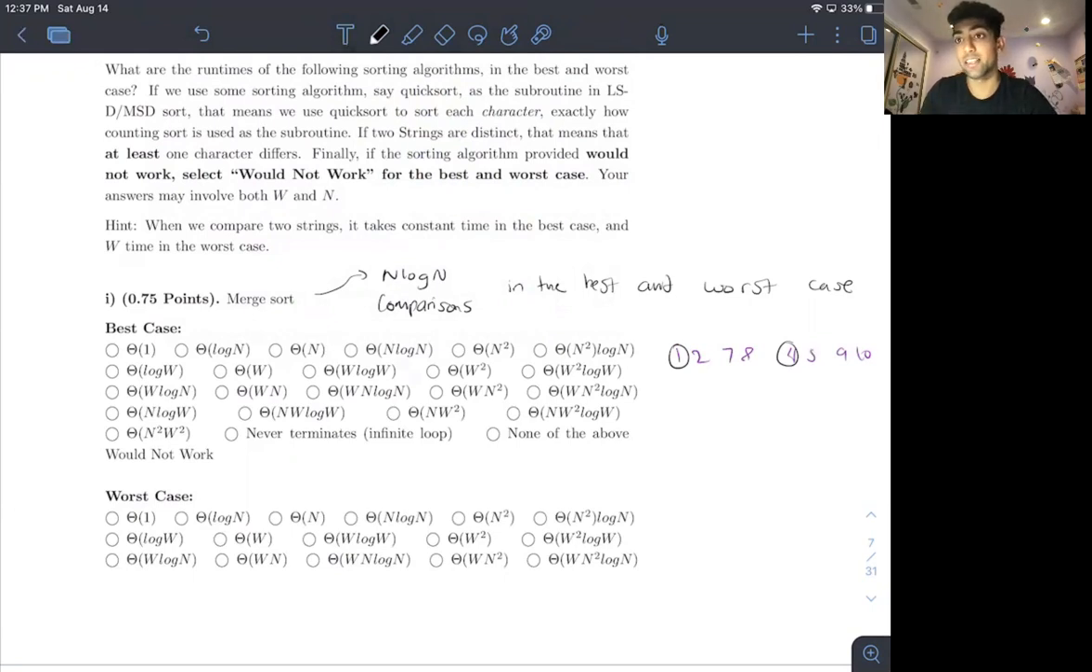In merge sort, we have n log n comparisons, and we know a comparison takes constant time in the best case and w time in the worst case. So what we can say is that our best case is going to be n log n because every comparison takes constant time, right? So our best case is going to be n log n.